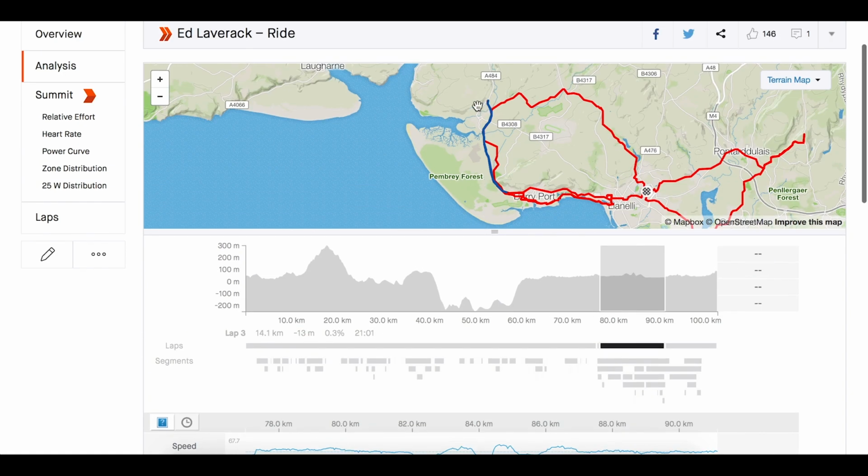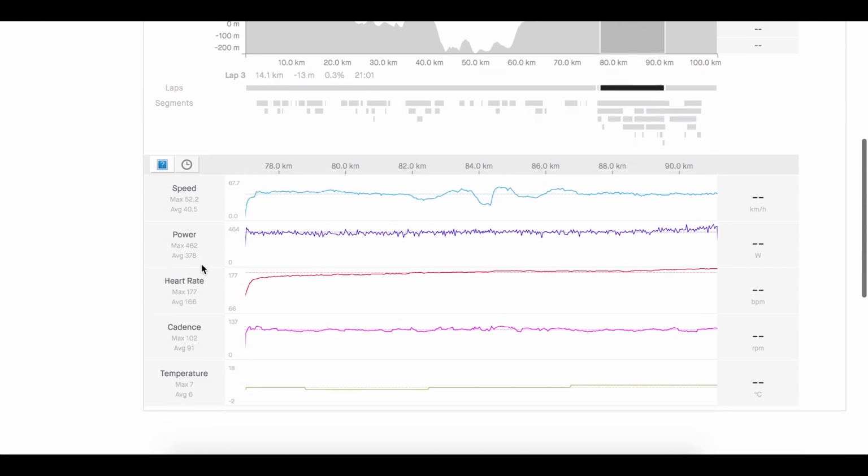It's basically done on our 10-mile course down Pembrey, an average of 378 watts, an average heart rate of 166, and a max of 177, and everything else is there. Now, my heart rate is fairly slow to rise. Then about the halfway point, it rises over the average line, and it just maxes out at like 177 or something over here somewhere.